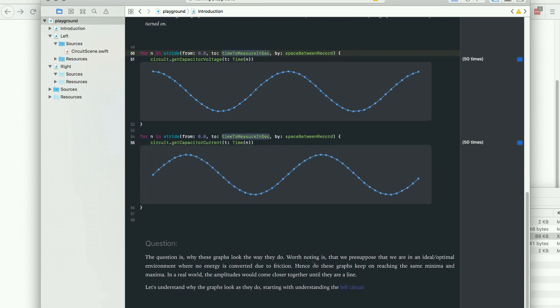Or, well, yeah, the difference will get to 0. So then, hence do these graphs keep on reaching the same minima and maxima. So that's what I just told you, just in other words. In a real world, the amplitudes would come closer together until they are aligned. That's true as well. Let's understand why these graphs look as they do, starting with understanding the left circuit.